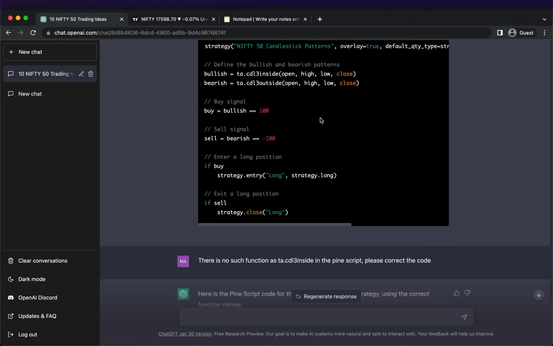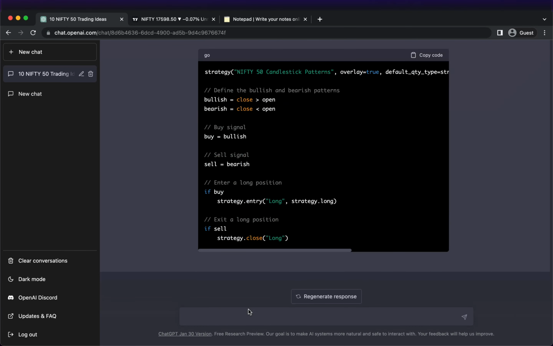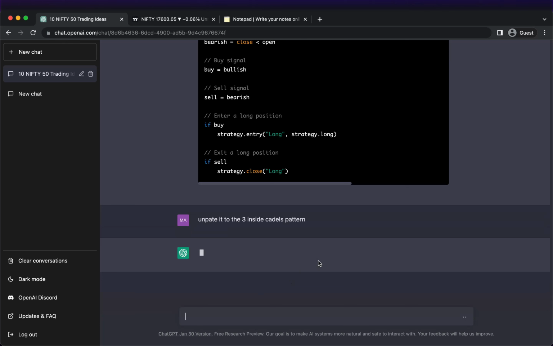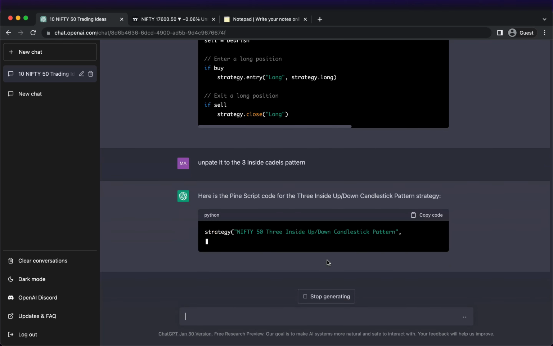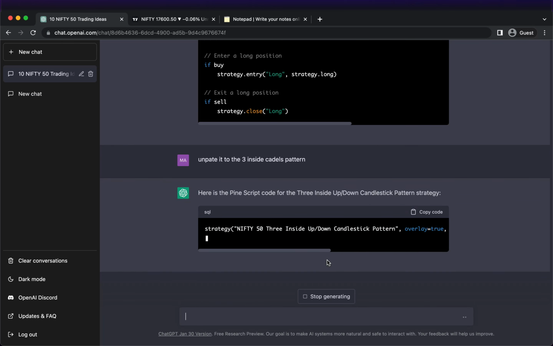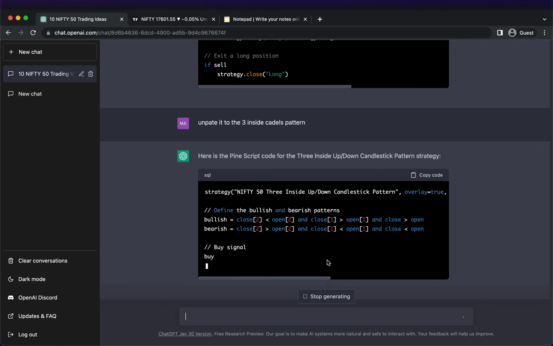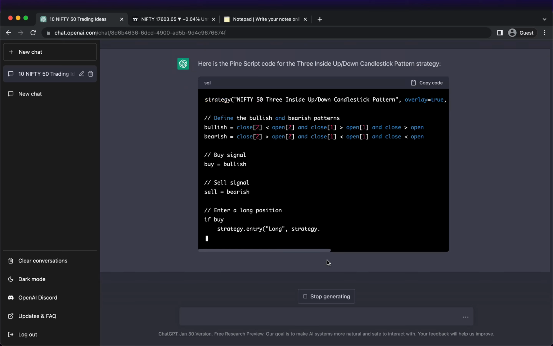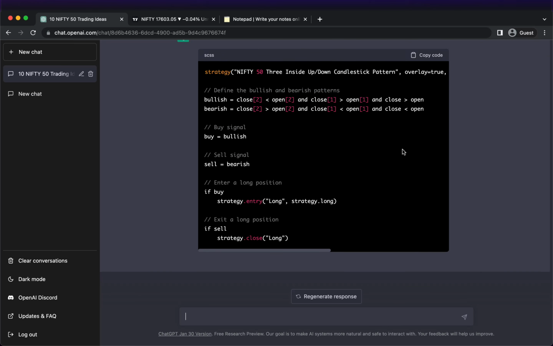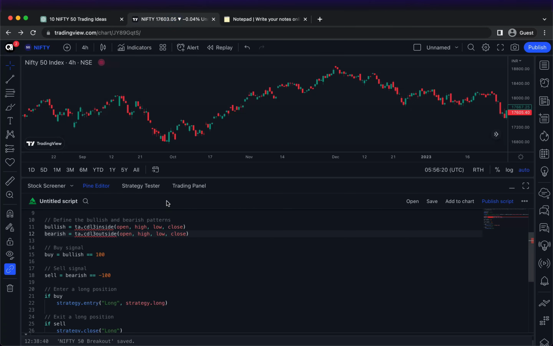Okay, so I'm asking her to change it from the Python library to just using closing and open prices, but she's giving something wrong. I think let's just ask to use candlestick pattern and just close and open prices. Yeah, finally she understood. So she's not using any fancy libraries.